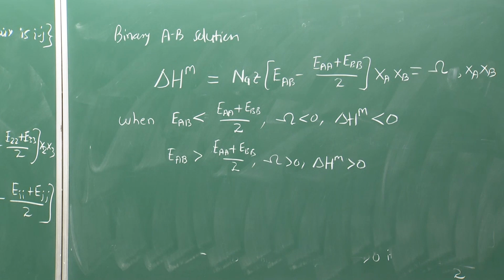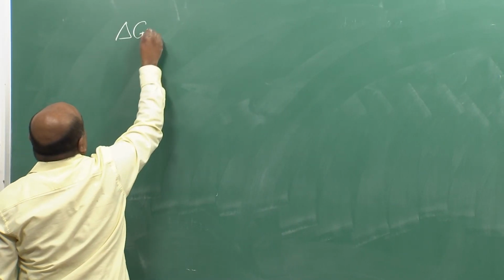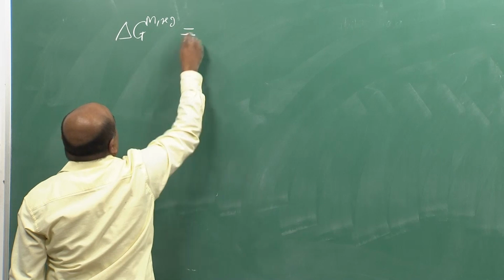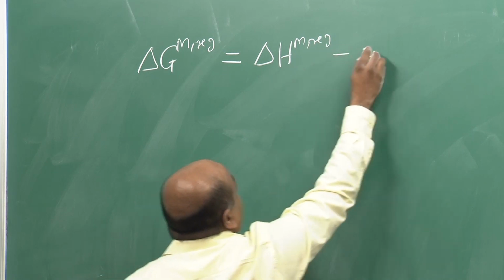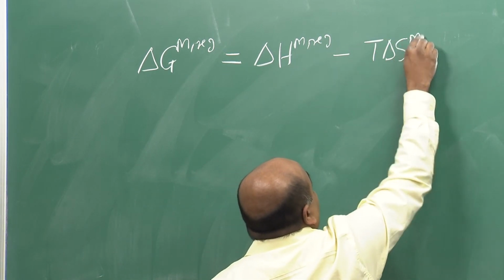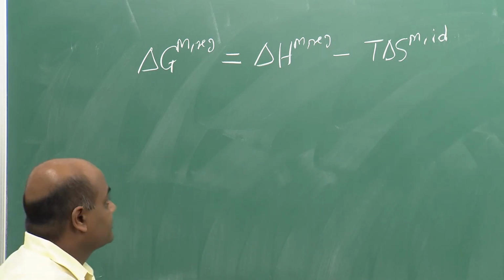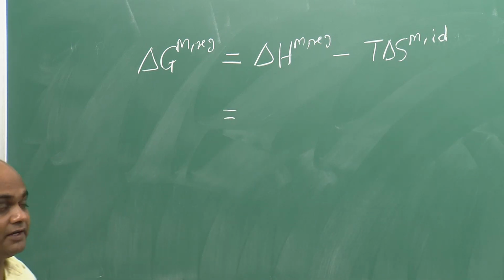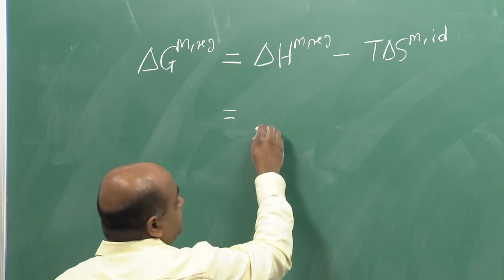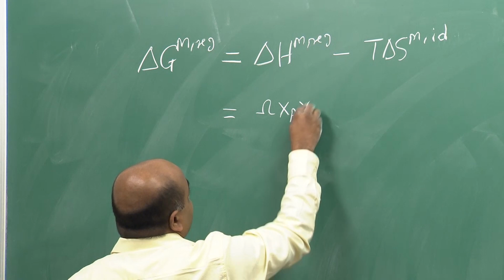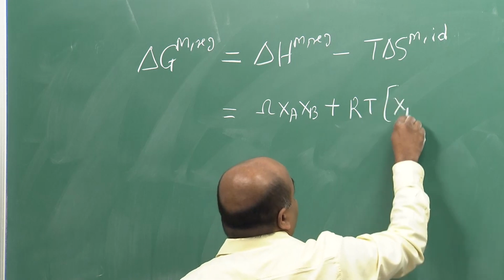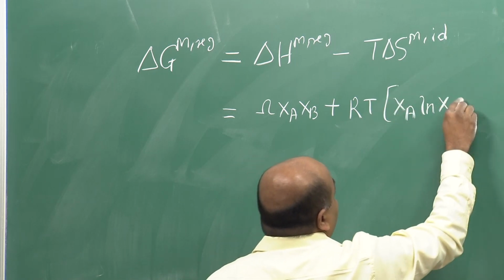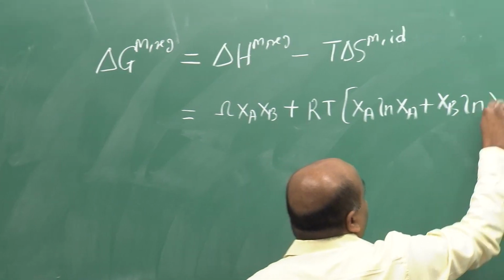So now, if we plot for an AB solution, for a regular solution, delta GM regular you can write as delta HM regular minus T delta SM ideal. Delta HM regular, we are now talking of a binary AB solution, we know this will be omega XA XB plus RT times XA ln XA plus XB ln XB.